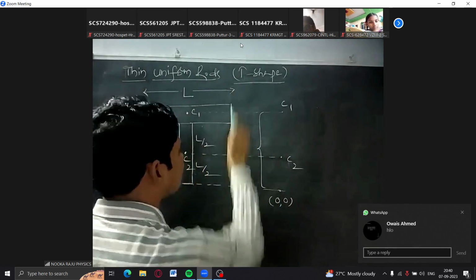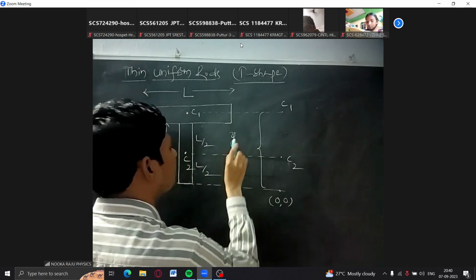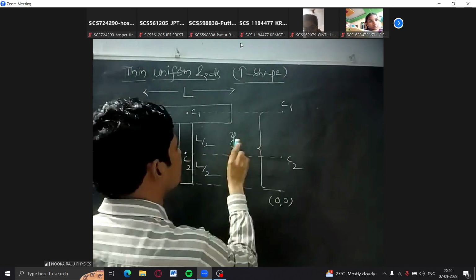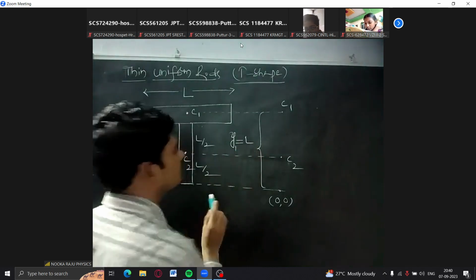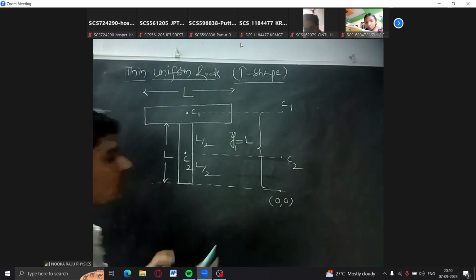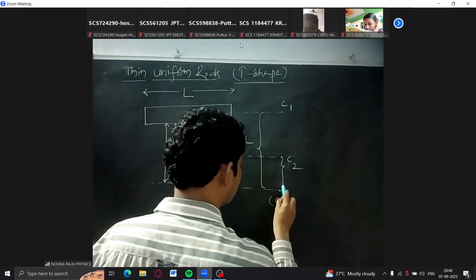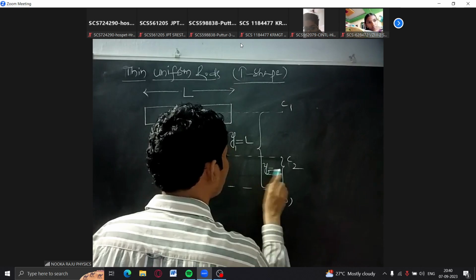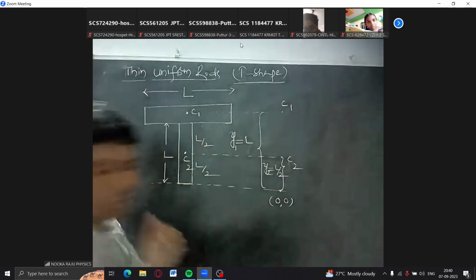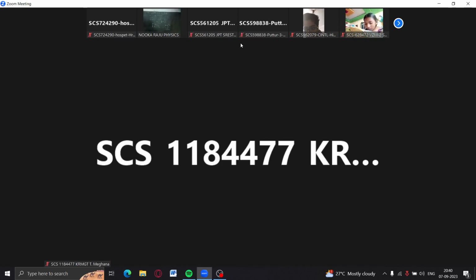Now I would like to consider this as the y-axis. That's why I consider y1. If you want to consider x, no problem. Y1 equals some length L. And what about this one? This is y2. You have to consider it. Y2 equals how much? L by 2.